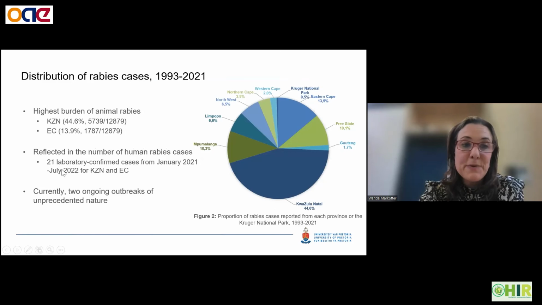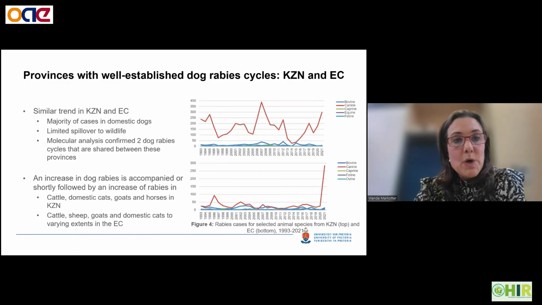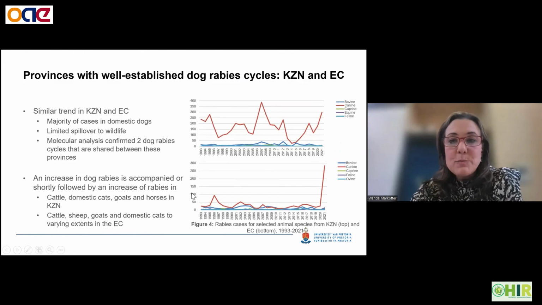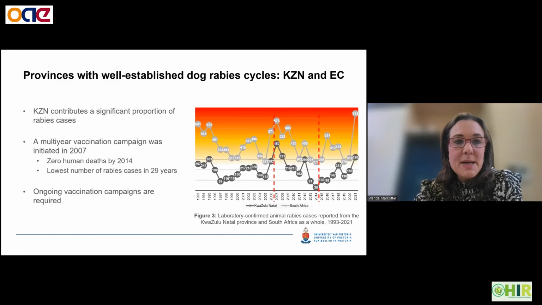It's currently reflected in a very high amount. Usually we have very few rabies cases in humans per year. If you look at this, we already have 21 last year, confirmed from January. This is actually from 2022, not 2021. And we have 2 huge outbreaks at the moment in the country that are bigger than ever before. We do see the same trend. It is driven by dog cycles, and as soon as we see dog cycles, we see spillover into some other livestock and also domestic animals.